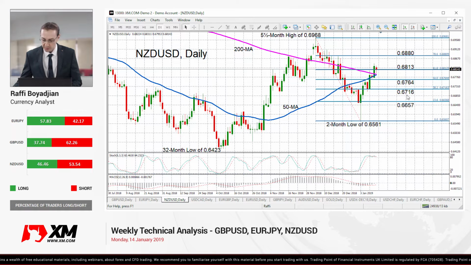and then a key support below that is the 38.2% Fibonacci at 0.6716, and then further declines could see the pair heading towards the 23.6% Fibonacci at 0.6657 before dropping back towards that 2-month low of 0.6561 we saw during that flash crash earlier this year.